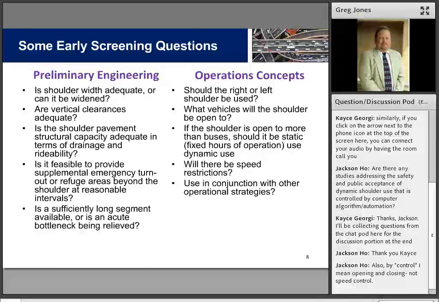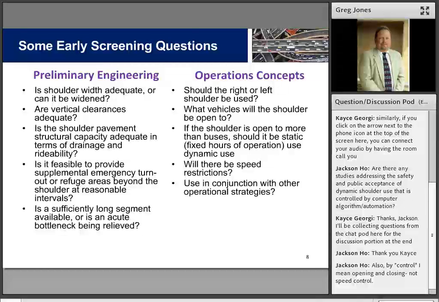And from a standpoint of operational efficiency, do you have a long enough segment available to utilize the shoulder? Or is there a specific bottleneck that you're trying to relieve, and are you able to accomplish that within the area that you have available to use?